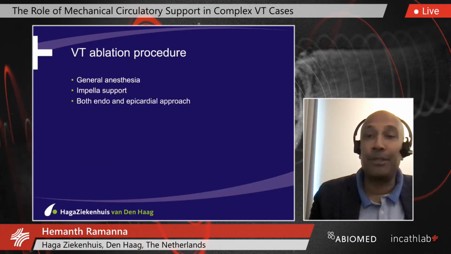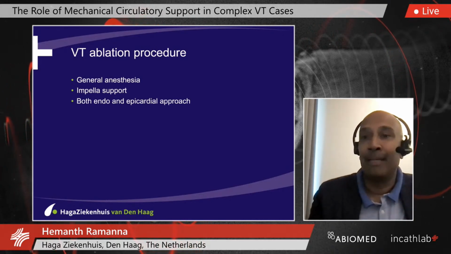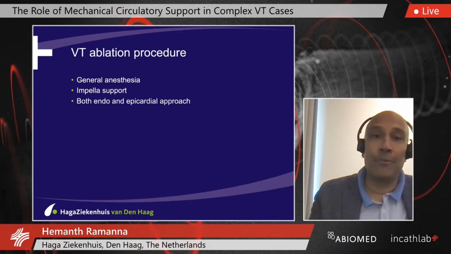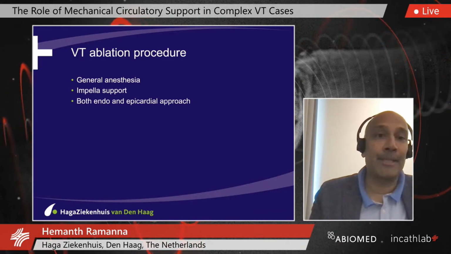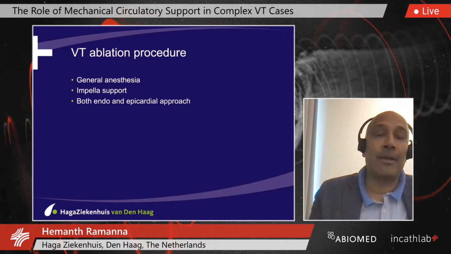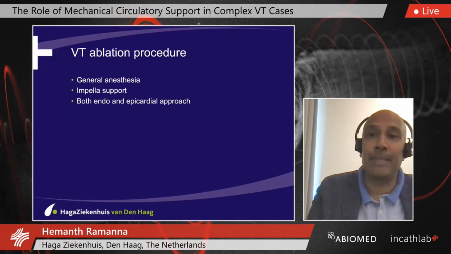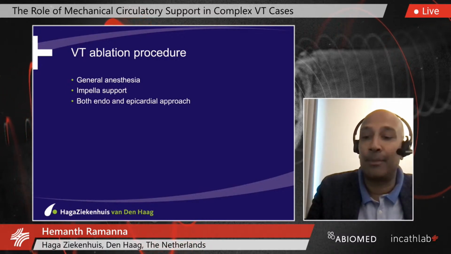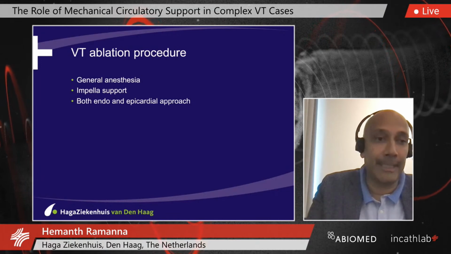So we opted to do a procedure, general anesthesia, with a cardiac anesthesiologist. So that's an anesthesiologist who does bypass procedures and that kind of stuff. And we decided to go for an approach using Impella support. And we decided to do an endocardial approach and have the option to go for an epicardial approach, because in the previous substrate ablation procedure, it was felt that there was not really identifiable substrate on the inside, and what was identified had been ablated. So it was decided that we would have the option of also going in epicardially.